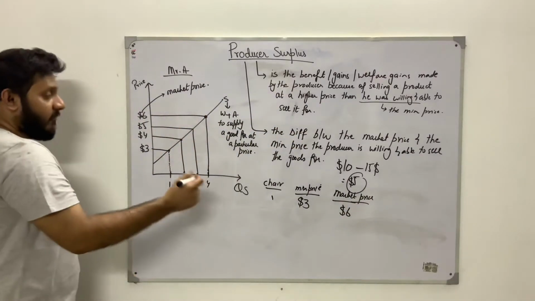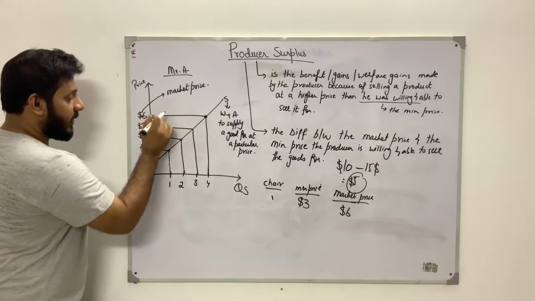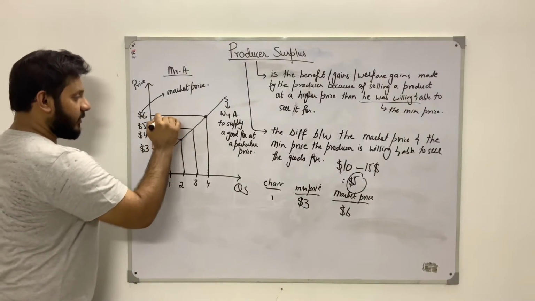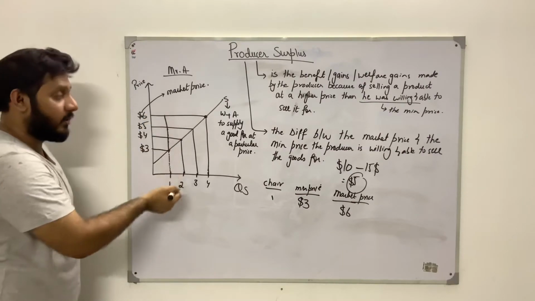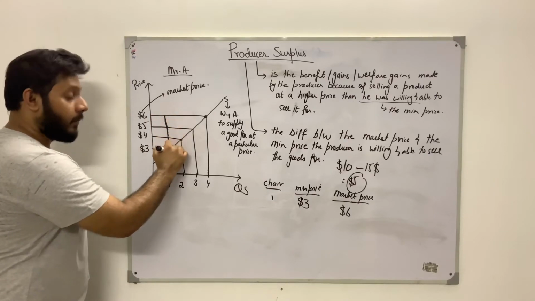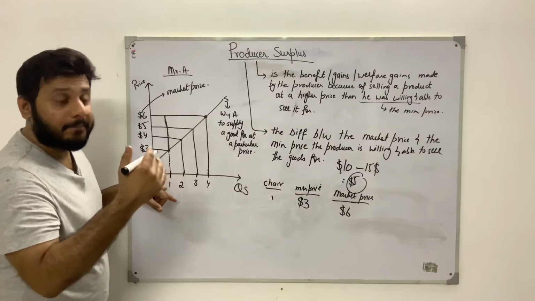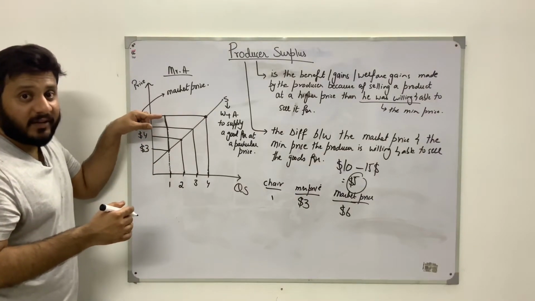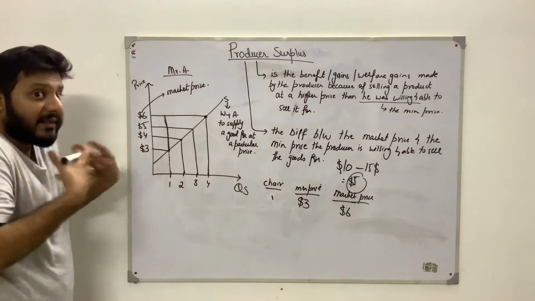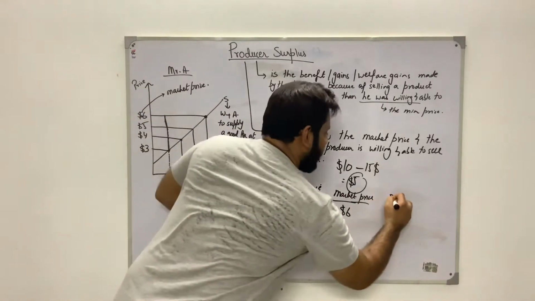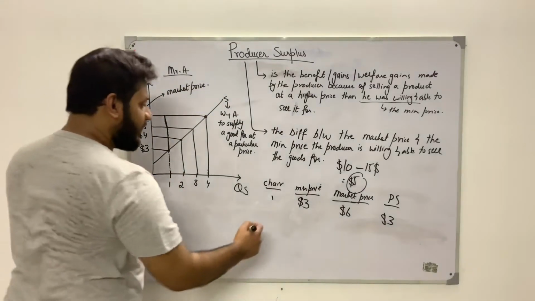Very simple, guys. If the market price is $6, this vertical distance between $6 and $3 is actually representing my producer surplus by supplying one chair at a much higher price, that is $6 at the market price, but I was willing and able to sell it for $3. So that is a gain that I have made as a producer. So the producer surplus is, let's say, how much? $3. So the producer surplus is $3 for the first chair.